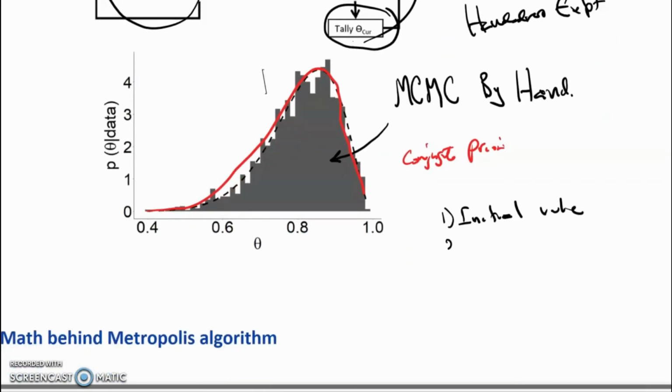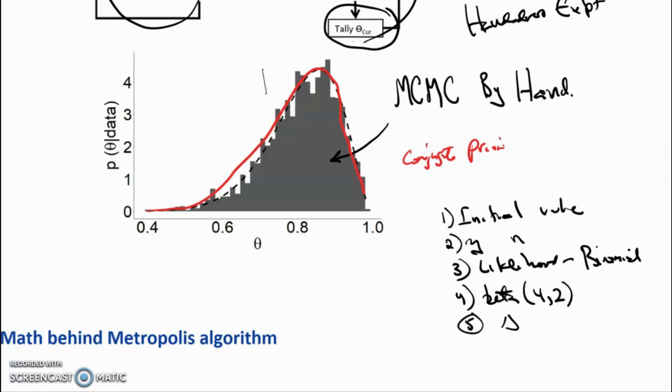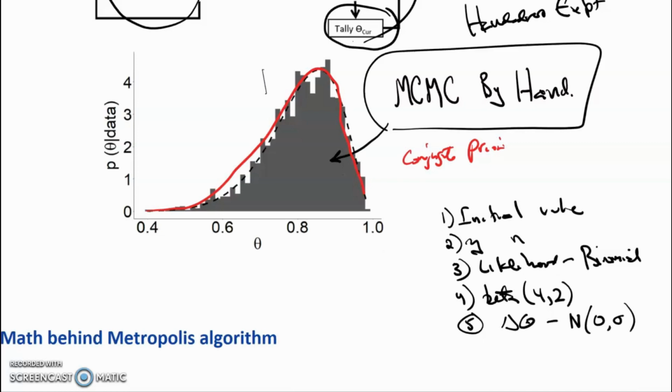Second thing we need is to give it the data, which is y successes in n trials. Thirdly, we needed to have the likelihood, and we specified the likelihood as the binomial. We needed to specify the prior, and based on my family situation, I specified the prior as a beta 4-2. And finally, we had to get this delta theta that we'll talk about next week, which comes from a normal distribution, mean 0 standard deviation sigma. So if we do all that, we can use this Metropolis algorithm to obtain the posterior distribution.